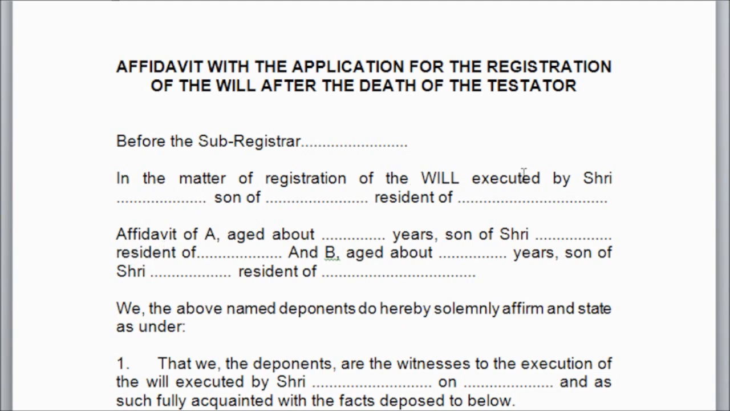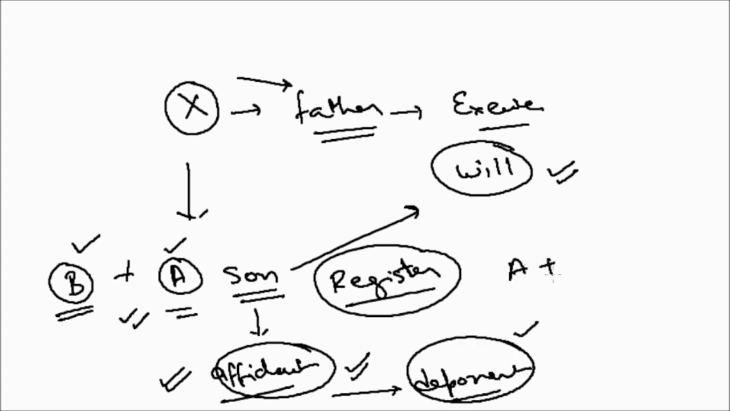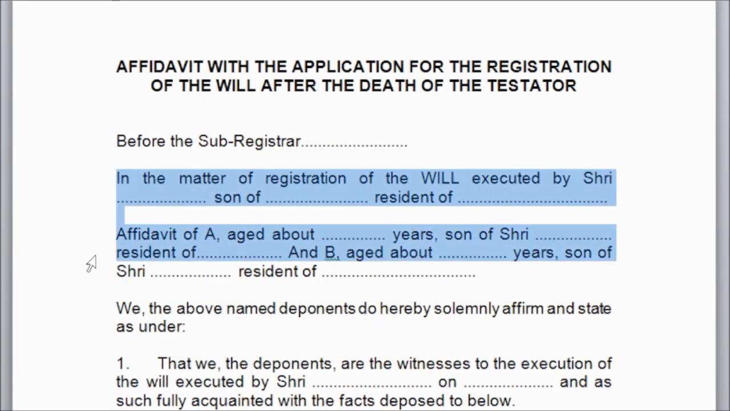They talk about the person who executed the will and also the deponents. Deponents are basically the persons who are giving an affidavit. In this example, A and B, the sons of X, are the deponents. These two paragraphs are just introductory paragraphs. The first deals with the executant, the person whose will you want to be registered. The second paragraph talks about the children of X.